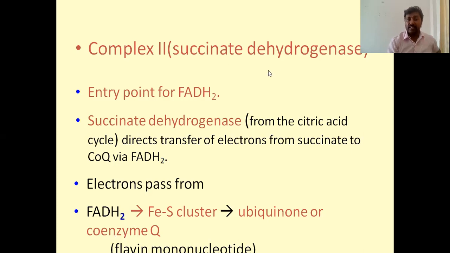Why is the enzyme called succinate dehydrogenase? Because succinate is converted to fumarate, and during that conversion the FAD is converted into FADH2. We already studied this in the citric acid cycle. So FADH2 transfers the electrons and the hydrogen molecules through the iron sulfur cluster to ubiquinone. Why is it called ubiquinone? Because of QH2.